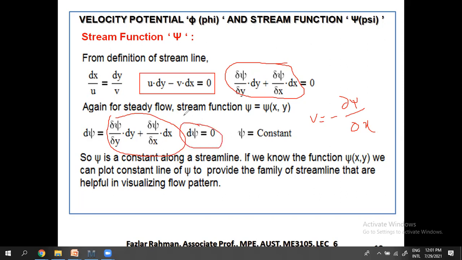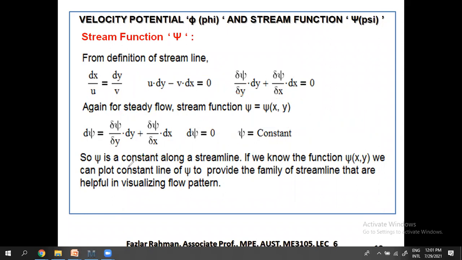That means if you integrate both sides, what are you getting? Psi equal to constant. That means along a streamline, the value of psi is constant. If we know the function psi, we can plot constant lines of psi to provide the family of streamlines that are helpful in visualizing the flow pattern.